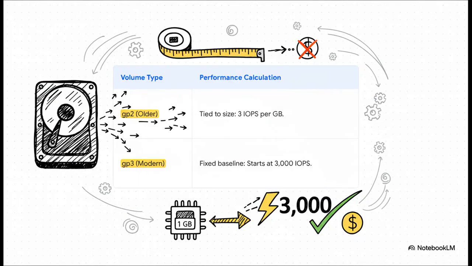And let me just show you what that decoupling really means in practice. With the old GP2 type, if you wanted 3,000 IOPS, you had to pay for a huge 1 terabyte volume. It was the only way. But with GP3, you get that same exact performance right out of the box, even if your drive is just a tiny 1 gigabyte. I mean, that one change alone saved people a ton of money.